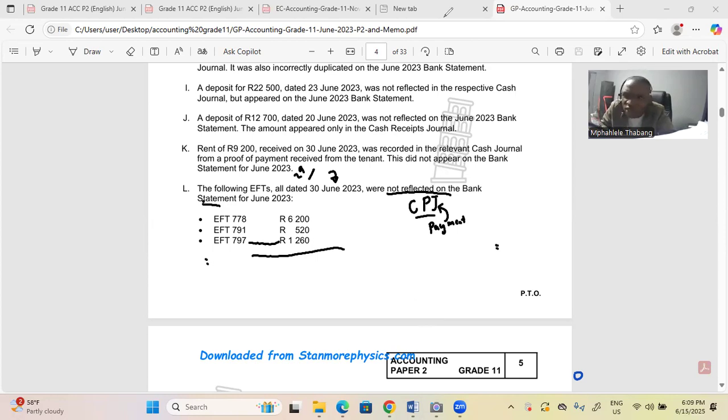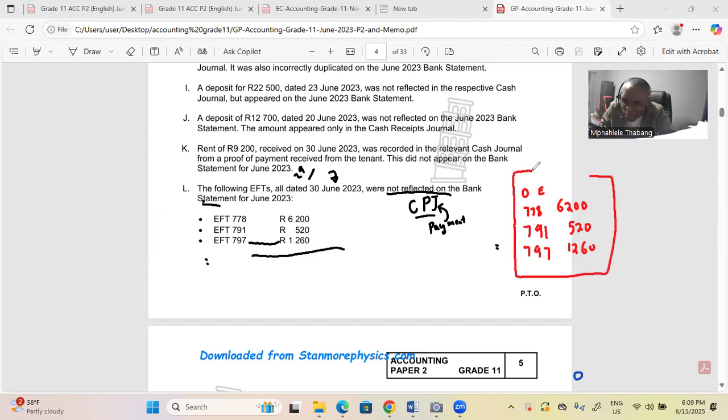Okay, let me record these outstanding EFTs. I've got EFT 778, which is 6,200. I have got 791, which is 520. I have got 797, which is 1,260. I'm going to present these outstanding EFTs in the bank reconciliation statement.